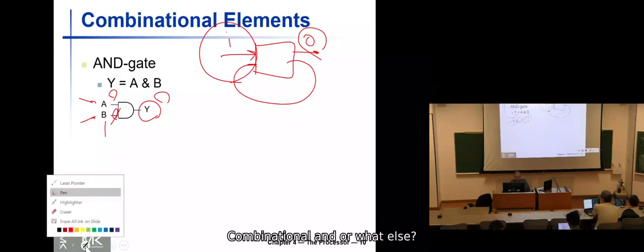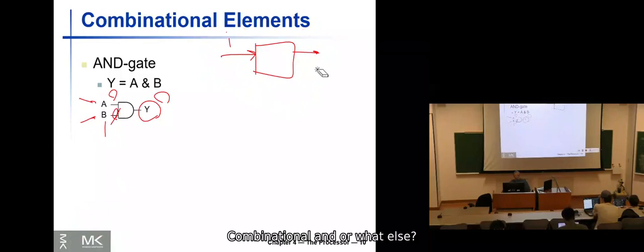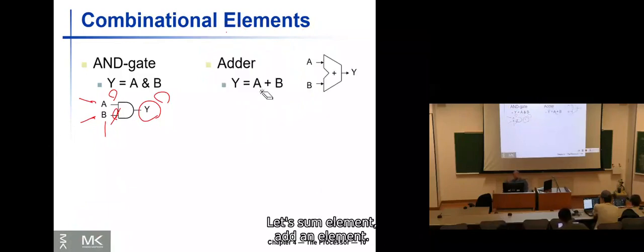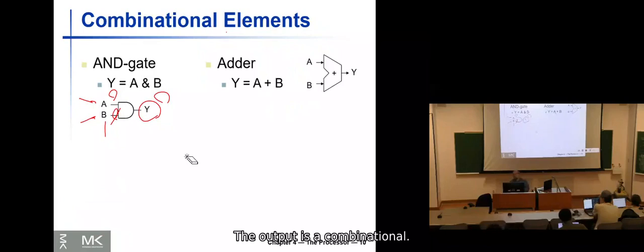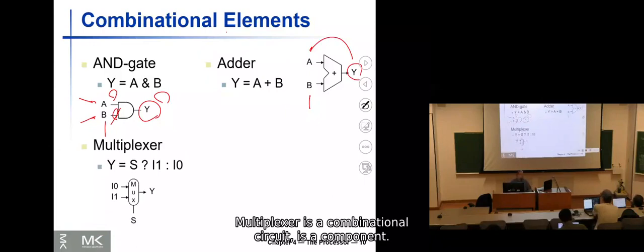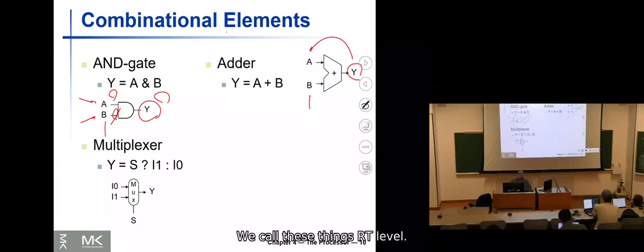Combinational like AND or what else? An adder is an element, and it is an RT level element. It is not gate level, it is RT level. Two values come in, they are summed up, and the output is combinational. The Y value here is only dependent on A and B, nothing else. A multiplexer is also a combinational circuit. It is a component. We call these things RT level.